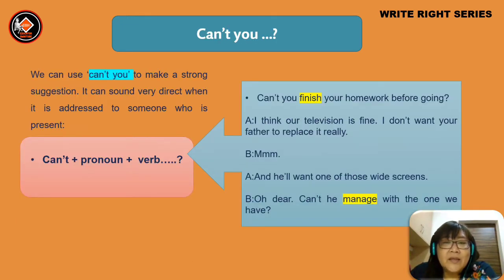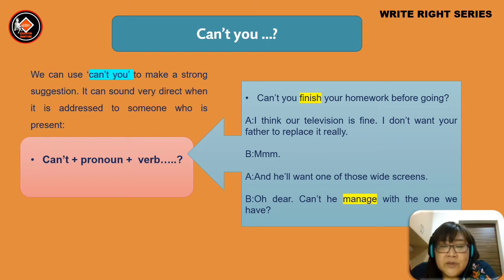Next, we are going to look at can't you. We can use can't you to make a strong suggestion. It can sound very direct when it is addressed to someone who is present. Example, let's look at the structure first. Can't plus pronoun plus verb. So the sample sentences, can't you finish your homework before going?